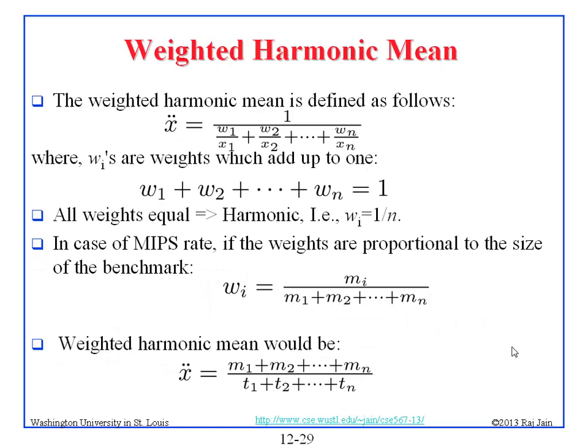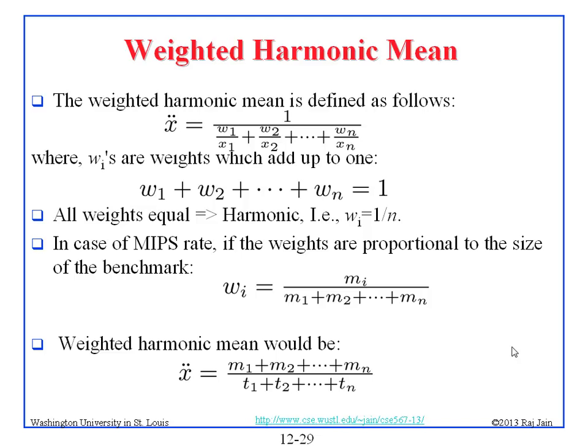Now similarly, the weighted harmonic mean is defined with weights W1, W2, and so on and so forth. I don't think we will use it that much, but just to complete the picture, there are other means. If all the weights are equal, then we call it the harmonic mean. If the weights are different, then, for example in the case of benchmarks, we could use a weight proportional to the number of instructions in that benchmark. If it is a small benchmark, it is a small weight. If it is a large benchmark, it is a large weight.